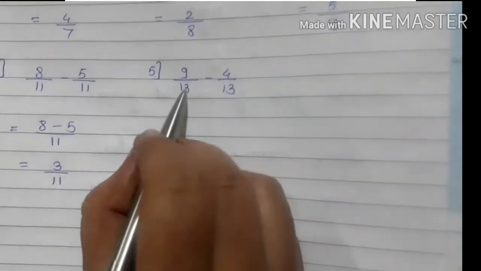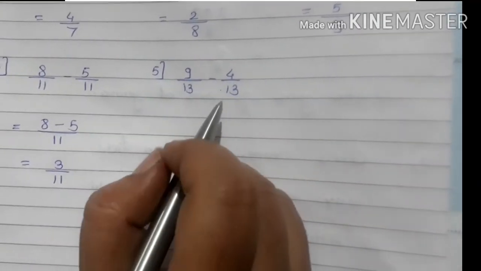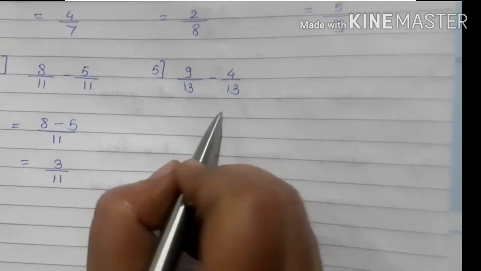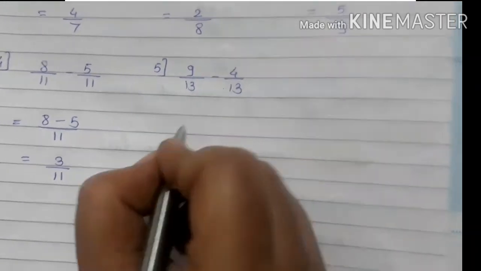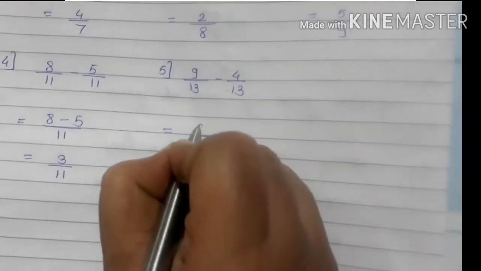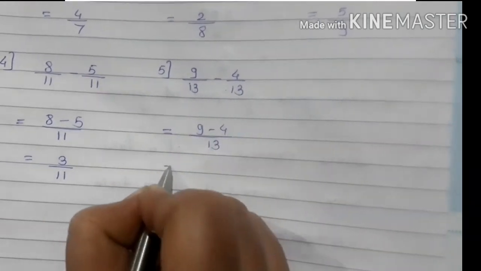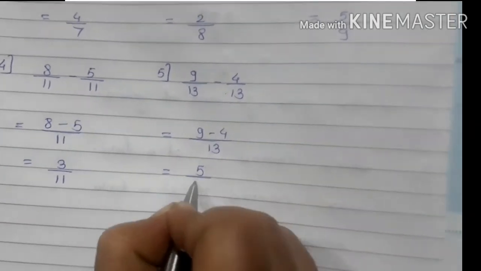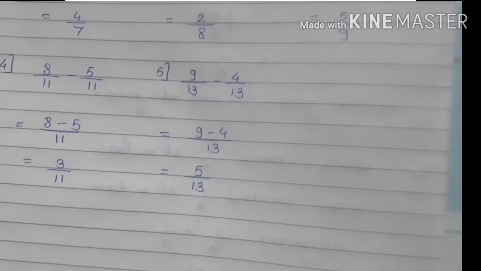See the fifth one. 9 upon 13 minus 4 upon 13. Observe the denominator. Both are same. So write it one time. 9 minus 4. 9 minus 4 is 5. So the answer is 5 upon 13. See the next one.